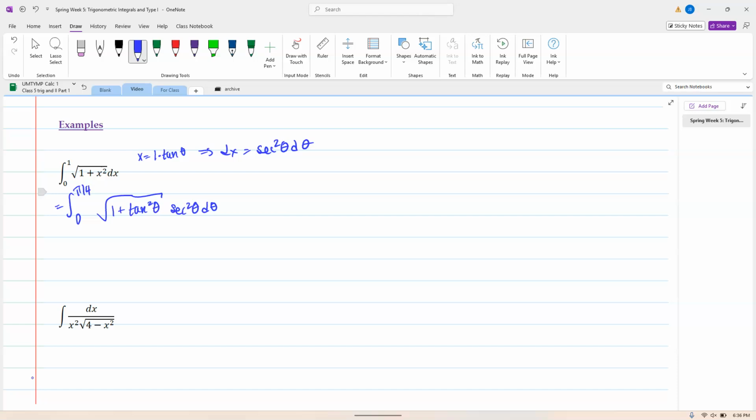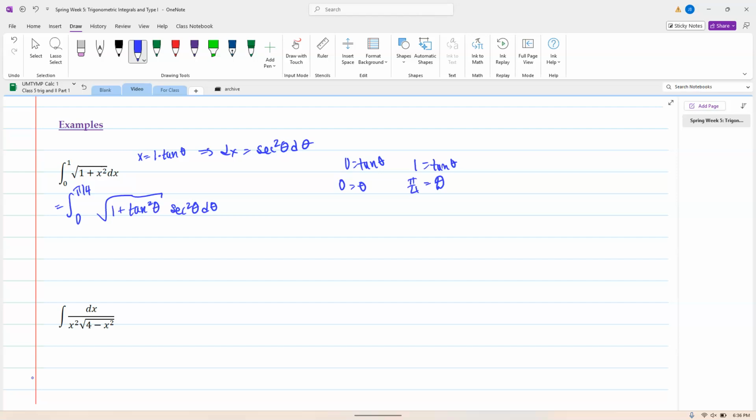Sometimes it doesn't hurt to show that work. So 0 is equal to tangent theta, so then theta is equal to 0. And similarly, 1 is equal to tangent theta, so pi over 4 is equal to theta. Showing that work is always a good idea.